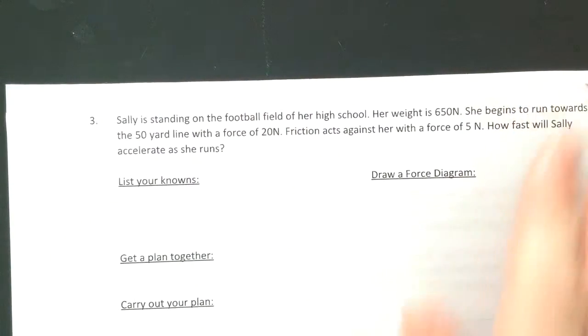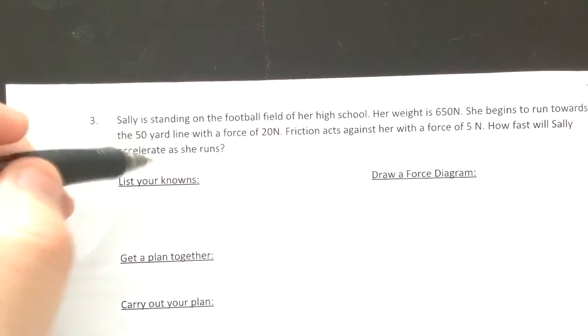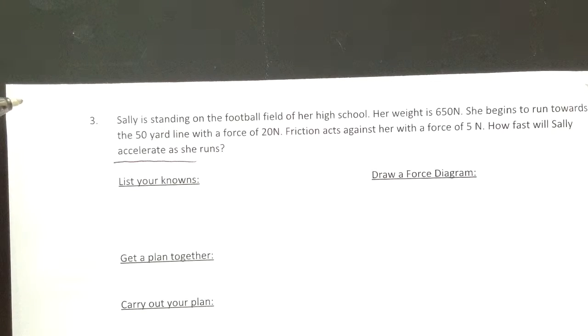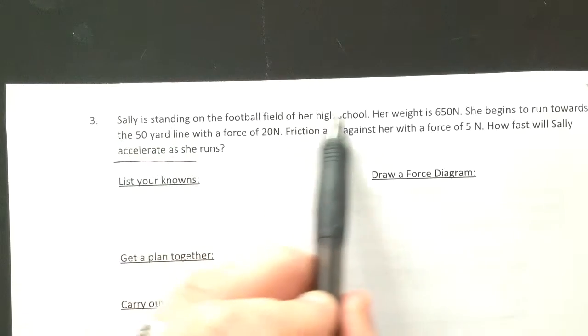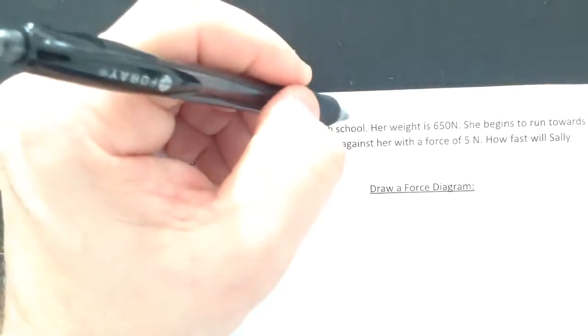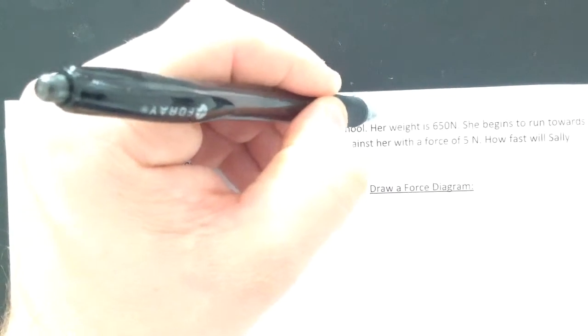For number 3, we threw a tough one at you again. Here's why. To figure out acceleration, you need to know her mass. F equals ma. You're not given her mass. You are only given her weight. So you will need to use that good old equation right there to figure out her mass. And then that is going to go into the triangle.